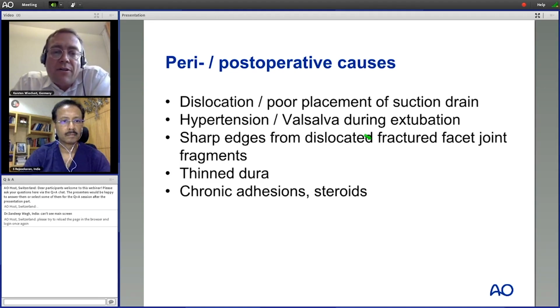And in chronic adhesions and steroid patients, and with a thinned out dura in these quite elderly patients, that can also frequently cause spontaneous dura leakage here.